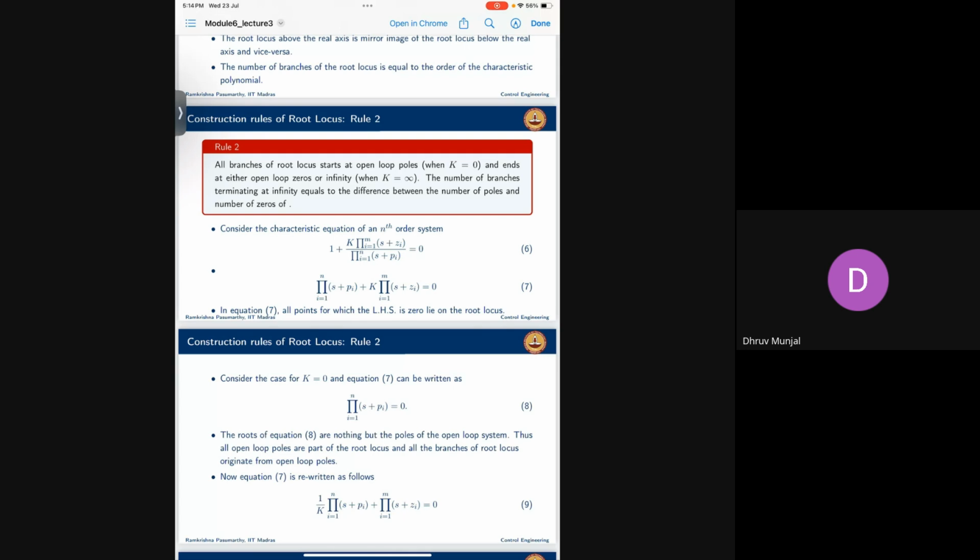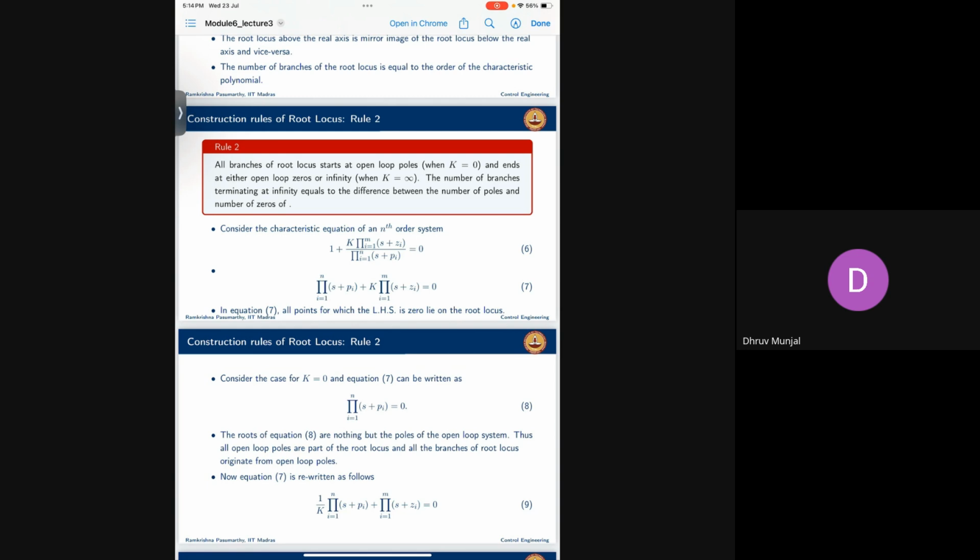That's all. Whenever there are an equal number of poles and zeros, each will start at one pole and end at another zero. If one or two are in excess, the remaining will go to infinity if the poles are more, or come from infinity to the zero if the zeros are more. Okay, I hope this is clear. The first point is number of branches equal to number of poles.